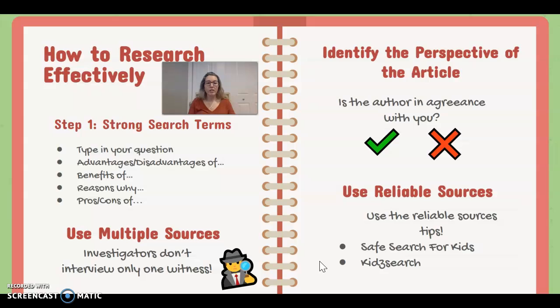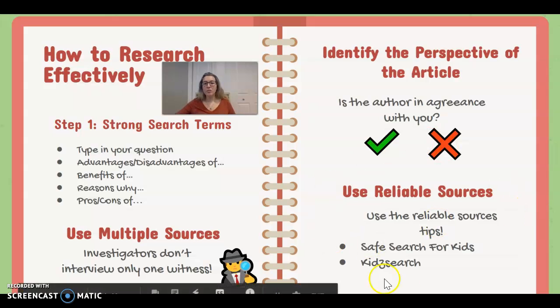So it's really important to broaden your search, and even though you think you have a good idea of what you want to use, still check out more websites because you might have a better idea once you've done a little bit more investigating. Now you also want to be sure you're using reliable sources.